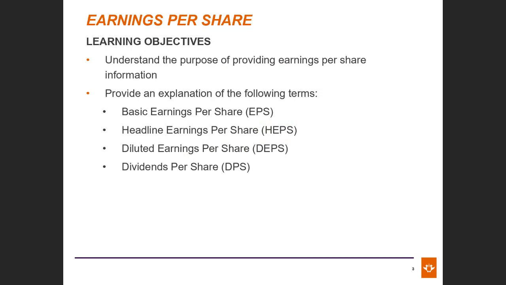So if we have a look at our learning objectives for earnings per share, the first thing we need to have a look at is we need to understand the purpose of providing earnings per share information. What is the importance of providing this information? Then we're going to have a look at the explanation of the following terms. We're going to have a look at basic earnings per share. This is referred to as EPS in your textbook. Then we have headline earnings per share, we have diluted earnings per share, and we have dividends per share. So we are going to unpack all of these terms.